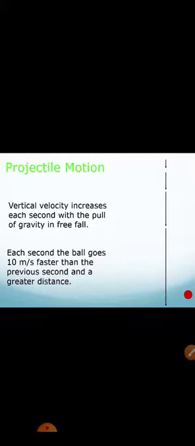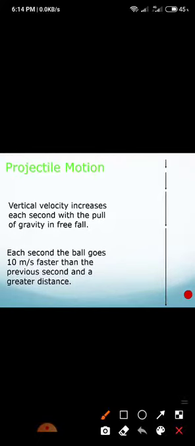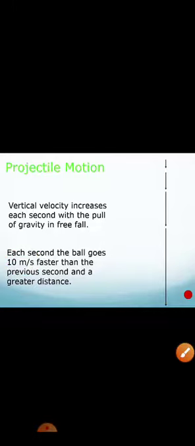Vertical velocity increases each second with the pull of gravity in a free fall. Look at the picture. Velocity is increasing. Each second the ball gains 10 meter per second. It is 9.8, but here you think of it as 10, since 9.8 is near about 10 meter per second. So in every second the velocity increases by 10 meter per second.